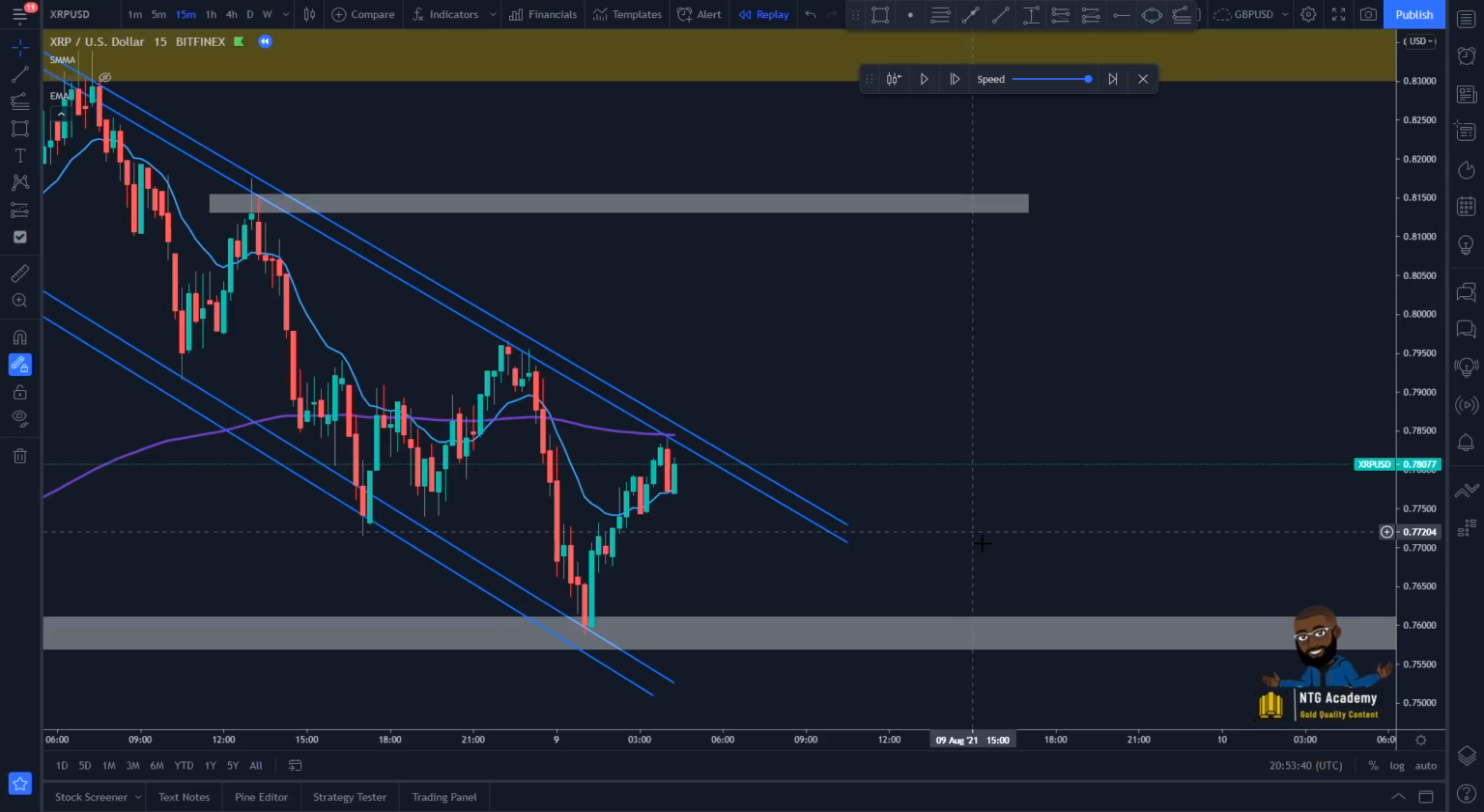So this is the first trade that I took. Now, the key thing that you guys want to do as far as flipping a small account is you want to be in and out.